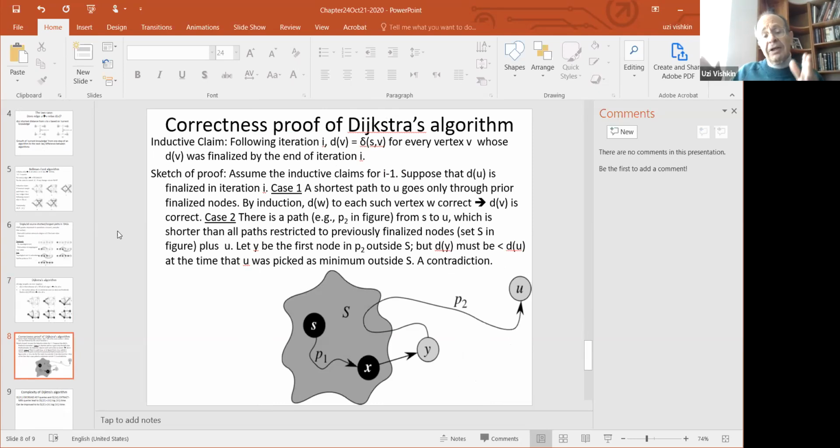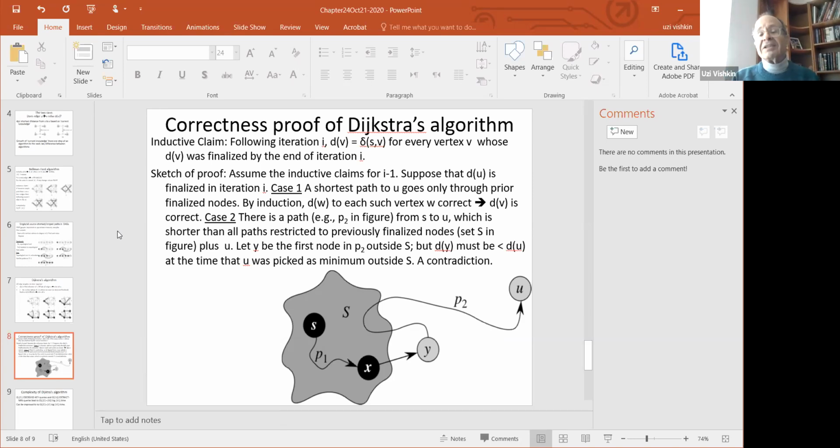So we have here really two quantities. Quantity one is d of v, which is the distance that we compute, and it becomes most relevant when we finalize it. So d of v is the computed entity. Delta S of v is the correct value. That's the ground truth. Delta S of v is the correct distance, the shortest distance from S to v. D of v is the computed distance.